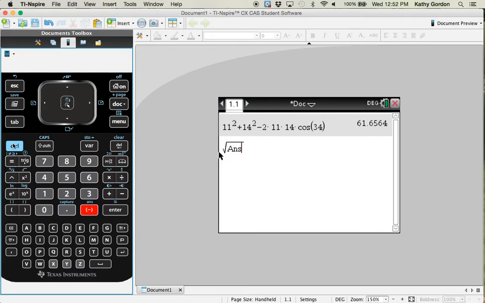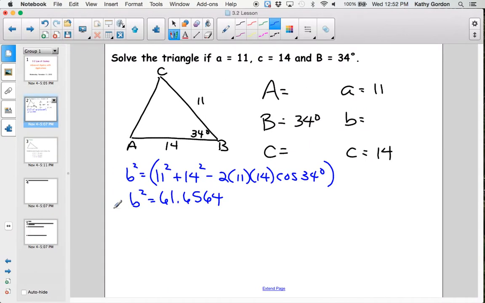Okay? And so again, I'm going to do Control Enter to make sure I get a decimal answer. And we're looking at about 7.85, 7.9. Okay? That is what B is. And that's what's going to go here.